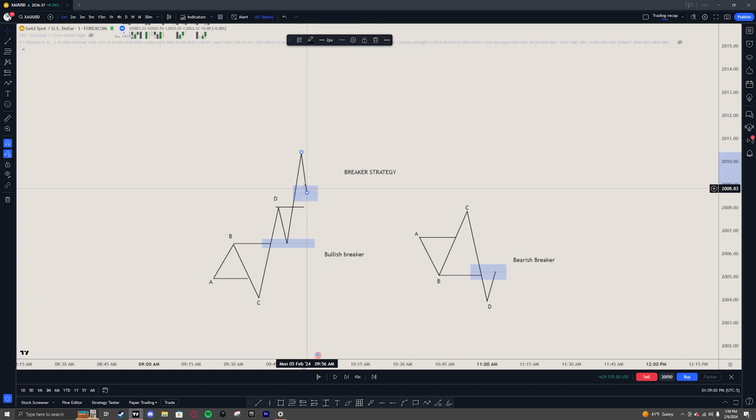Perfect. Boom. We'll come back down to this. I will already be at break even. And what am I going to do? Add one more lot. So now I have two lots here, one lot here, and potentially a 0.5 up here.